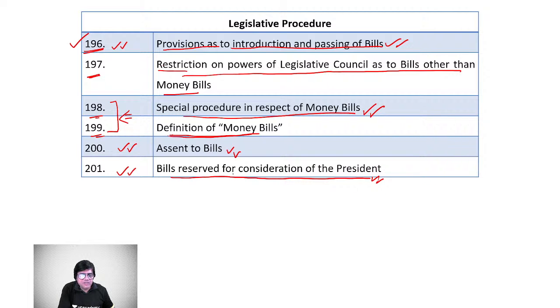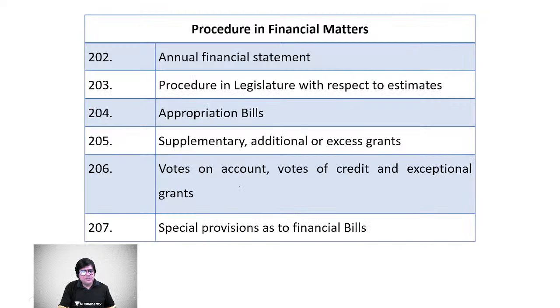There are special situations when the governor can reserve a bill for consideration of the president. For example, if the bill is derogating the powers of the High Court, or endangering the powers of the High Court in any way, or if it is ultra vires of the Constitution, or it is anti-national in character. There can be several instances where a bill can be reserved by the governor for consideration of the president. That is highlighted in Article 201 of the Constitution.